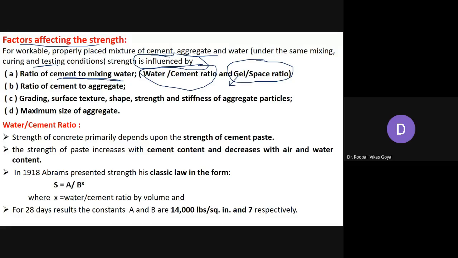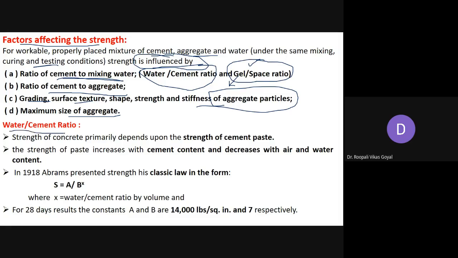That is important. Next is the ratio of cement to aggregate: how much cement you have in proportion to the aggregate. Then grading, surface texture, shape, strength, and stiffness of the aggregate particles. So these aggregate particles also affect strength. But the major thing is water cement ratio. The proportion of cement is very important. And then the maximum size of aggregate. These are all properties related to aggregate. But the major thing is water cement ratio, or more specifically gel to space ratio. So first we will discuss this water cement ratio.